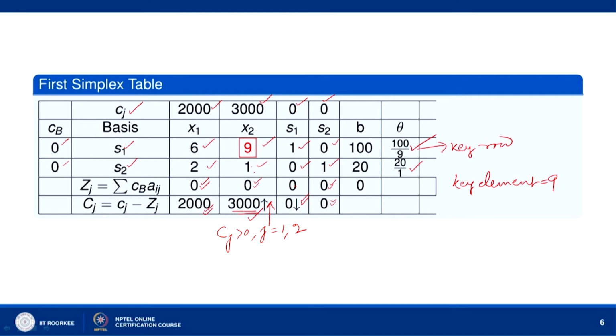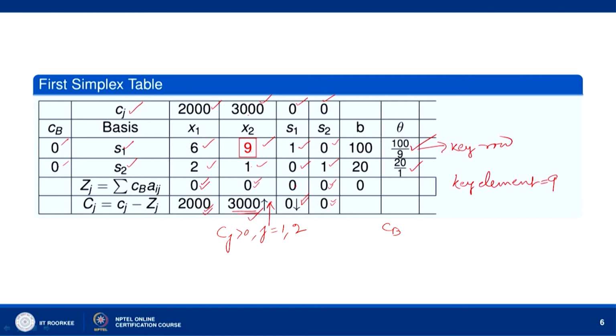Okay. We divide. So, this means what? This means that S1 is the outgoing variable and X2 is the incoming variable, and therefore the new simplex table will have CB in place of 0. Now, S1 is outgoing, X2 is coming in.